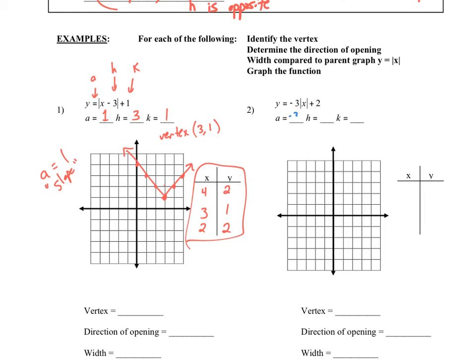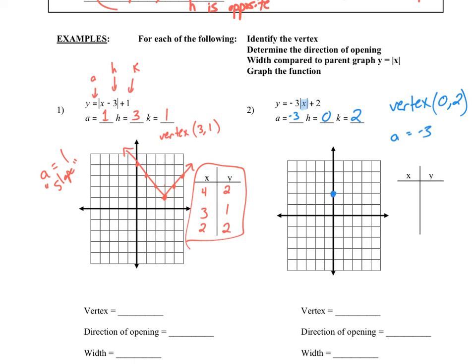A is -3, because that's the number in front. What number is inside by the x? Is there anything in there? And if you look, there's actually nothing. That means h is 0. And k is the number on the outside, so k is 2. So your vertex is at 0, 2. Okay, your a value is -3. So if we were to graph this, the vertex is at 0, 2.